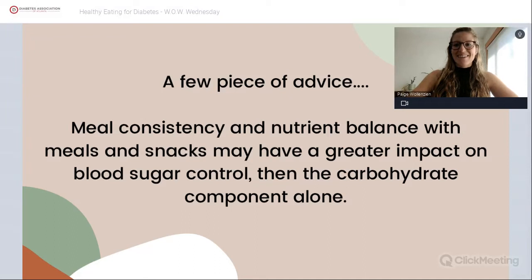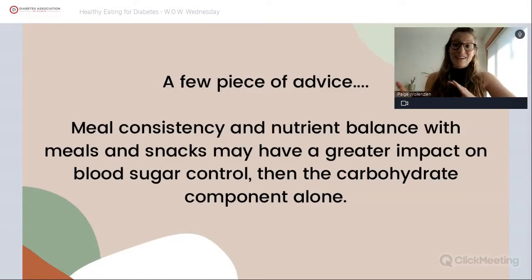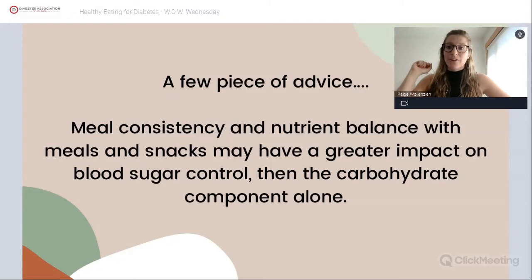And then my second piece of advice is that rather than simply focusing on the carbohydrate component alone, two other things that are really important to focus on are meal consistency and nutrient balance. For most of us, it's beneficial to aim to eat about every 3 to 4 hours. For most people, this looks like 3 meals a day and maybe throwing in a mid-morning and afternoon snack. And then nutrient balance means making sure that we are having these different components with our meals, rather than just that carbohydrate component.